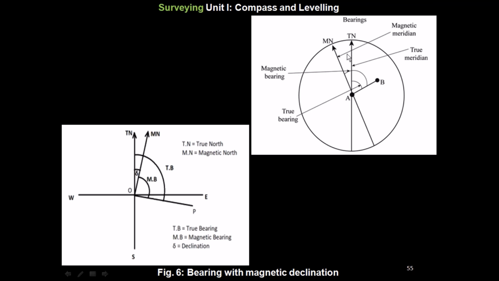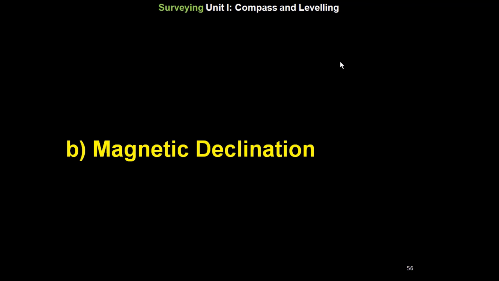Similarly here we can say true north is there, true south, magnetic north, magnetic south. Here the AB line is there. So this is the true bearing of a line AB shown here, and from magnetic north, this is the magnetic bearing, and here the delta will be there. This is towards west, so this is negative declination. So we have seen the magnetic declination.